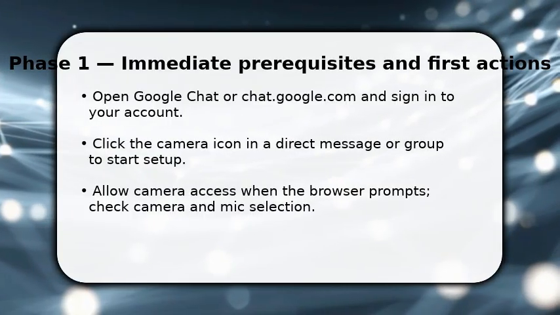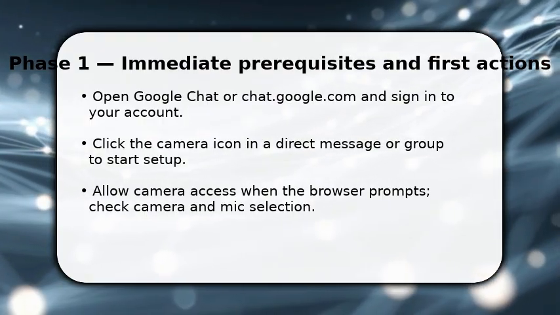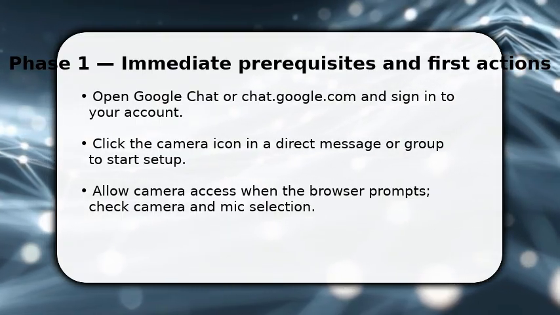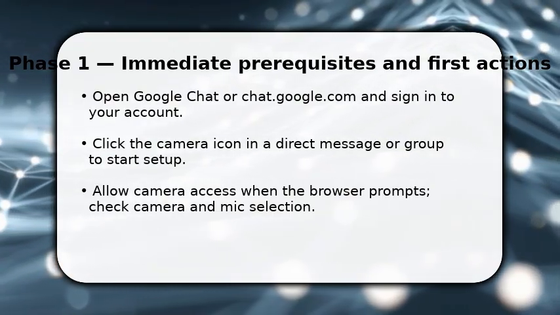You'll begin by opening Google Chat and locating the conversation where you want video. Click the small camera icon to start the video flow now. It triggers permission prompts. When the browser asks, allow camera and microphone access so the app can stream video.